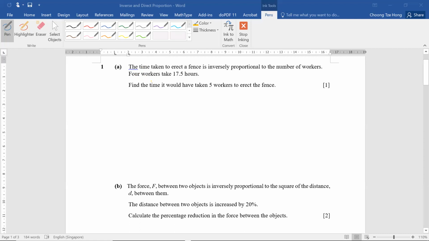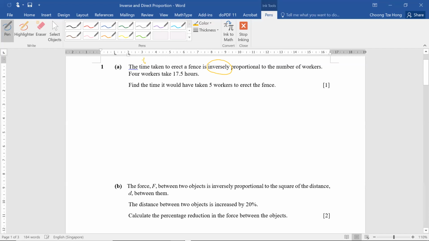The time taken to erect a fence is inversely proportional to the number of workers. So 4 workers take 17.5 hours. Find the time if we have taken 5 workers to erect a fence. Even in this question, we are told that it's inverse proportion, but even if we are not told, it should be obvious to us that this is an inverse proportion question.